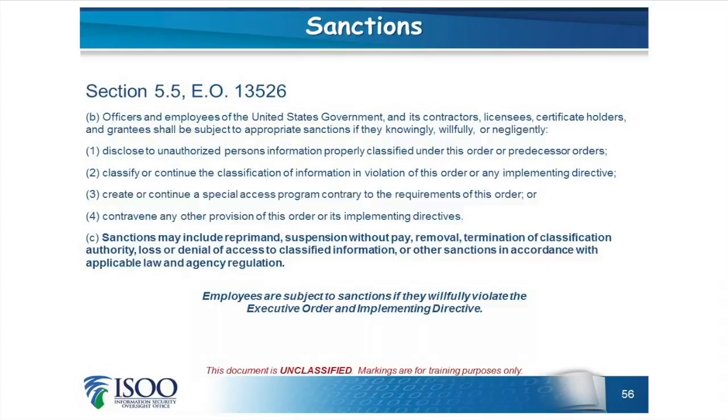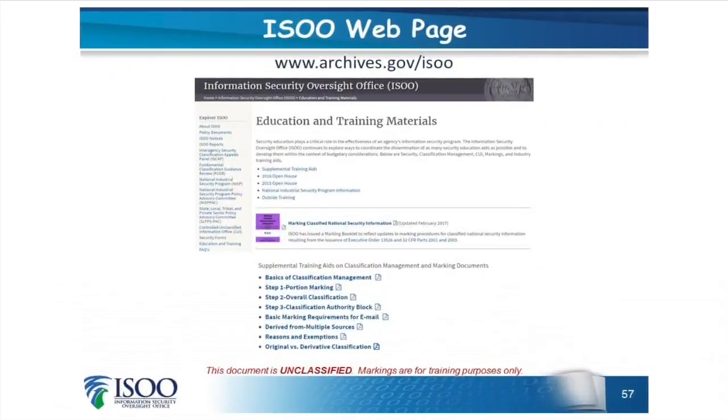Those sanctions may include reprimand, suspension without pay, removal, termination of classification authority, loss or denial of access to classified information, or other sanctions in accordance with applicable law and agency regulations. This is a screenshot of the Education and Training section of the ISOO webpage with our URL at the top. All of our policy documents, to include the applicable executive orders and implementing directives, can be found on the ISOO page at www.archives.gov/ISOO. Our marking book can be found on the Education and Training page, along with a number of training aids.